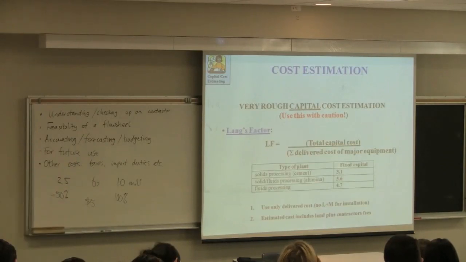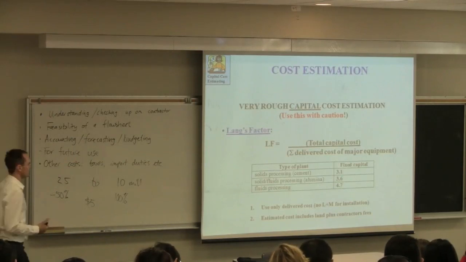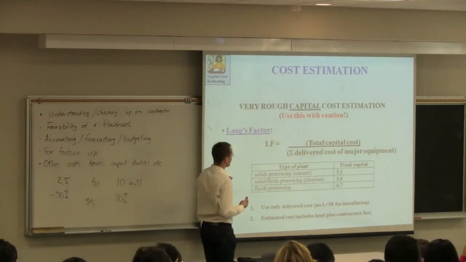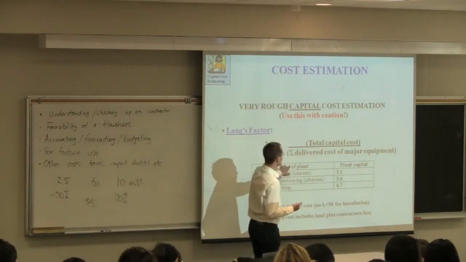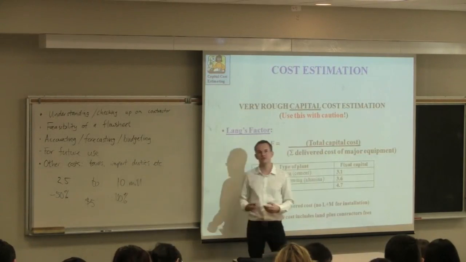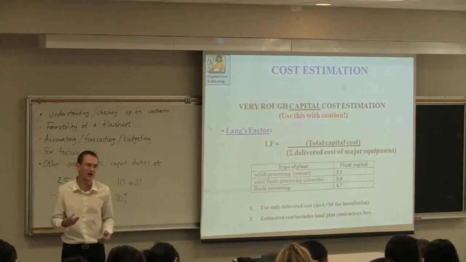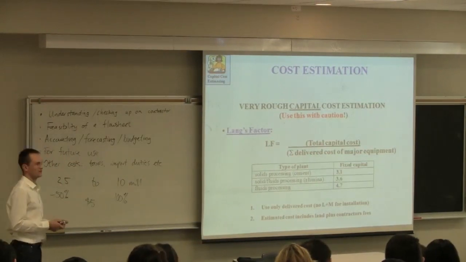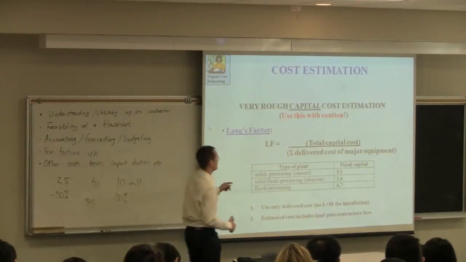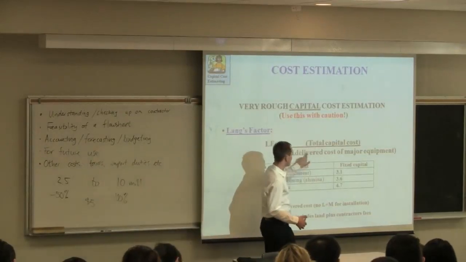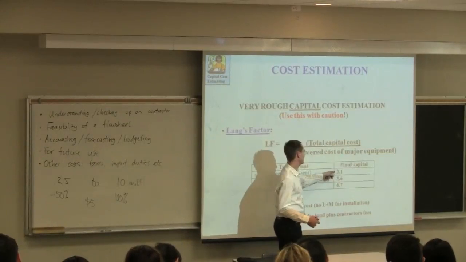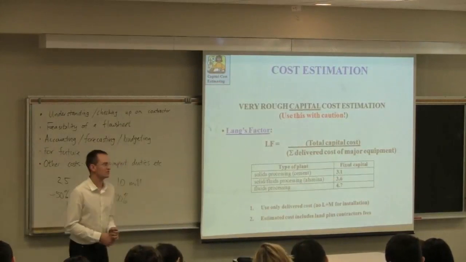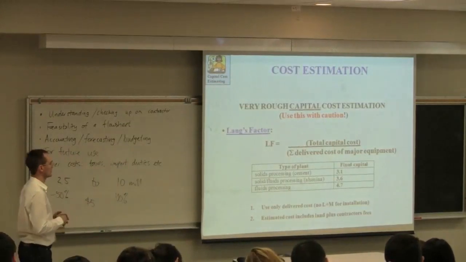The next ratio is Lang's factor. This is, again, another very crude estimate with similar magnitude of error. What this factor does is show you how, if you know the rough sum of the major equipment items, from some other method which we're going to learn about soon, to get your total capital cost, you multiply this sum of the major equipment items by a number that ranges somewhere between 3 and 5, depending on which industry you're in. So it just gives you an idea of the total capital cost that you would need.